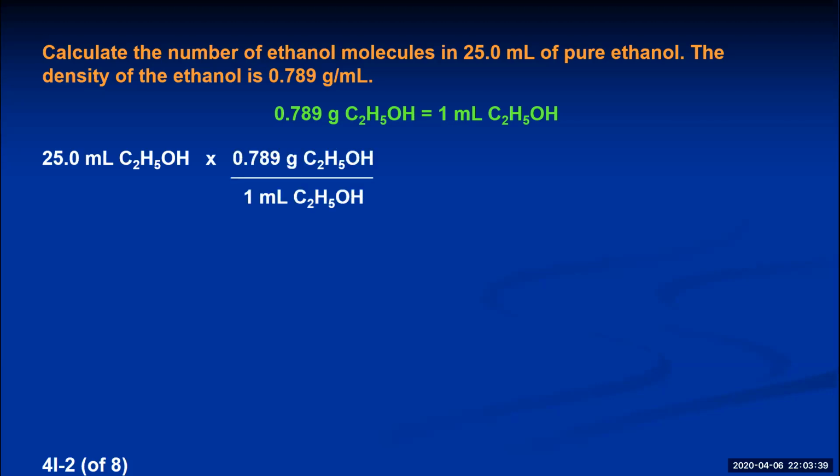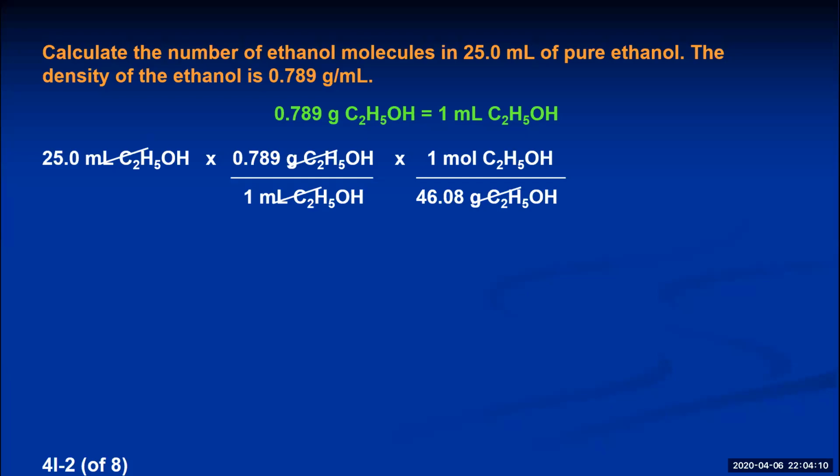And I would arrange it with 1 milliliter of ethanol on the bottom and the 0.789 grams of ethanol on the top. This allows the milliliters to cancel out. The reason we do that is that we can now convert grams into moles. We do that with the molar mass of ethanol, which we had calculated previously, arranging the molar mass with the grams in the denominator, 46.08 grams of ethanol below, 1 mole of ethanol on the top. This allows us to now determine the number of moles of ethanol in this 25 milliliter sample.